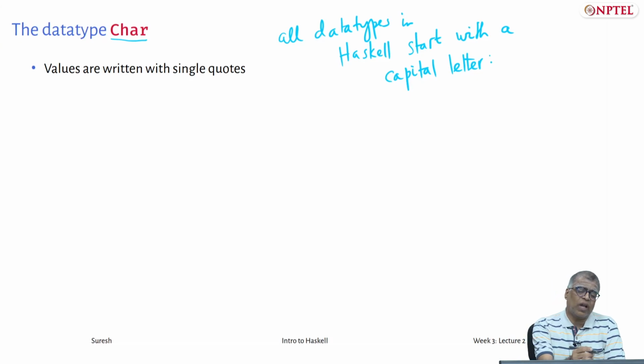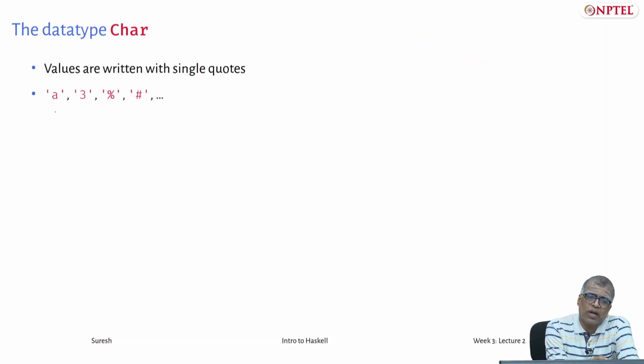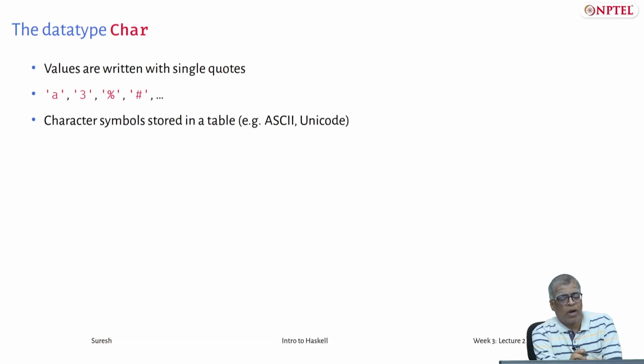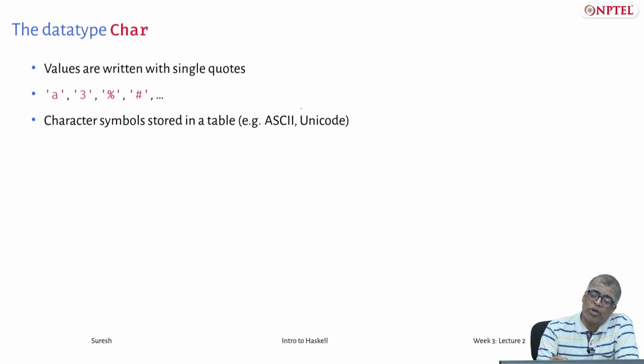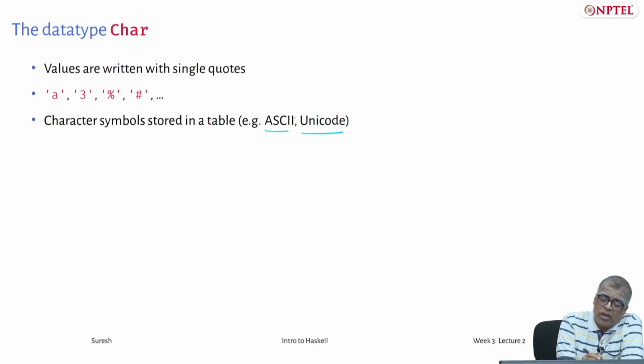Okay, so now character values are written within single quotes, something like this: the letter A, the letter 3, the letter percentage, the letter hash, etc. And typically Haskell allows you to use any Unicode character, but for most examples we will just be using ASCII because we are trying to learn to program basic algorithms and not trying to create some library which processes international characters. But just note that you can always use Unicode in Haskell if you want to, or ASCII. But the important thing is that character symbols are stored in a table, and this table is just like an array.